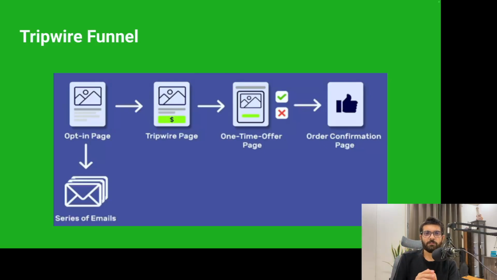If you go out of this page, the offer is gone. That's why there is a blue tick and a cross. If you cross this, you go back and get the course at 10,000. If you confirm, then there is an order confirmation page.